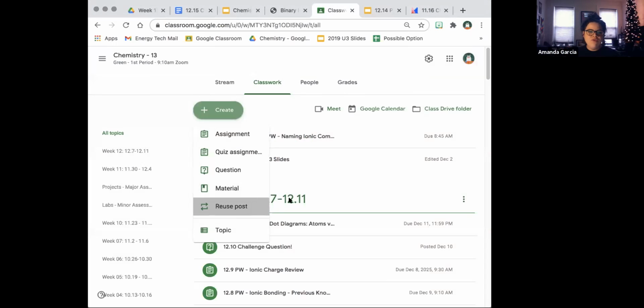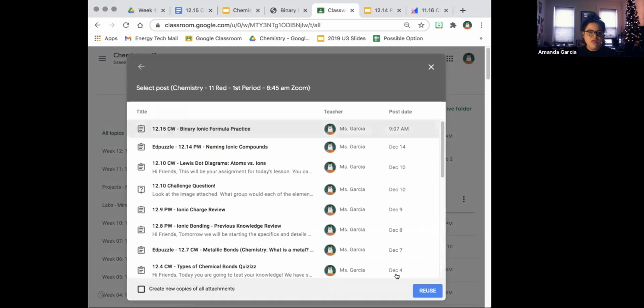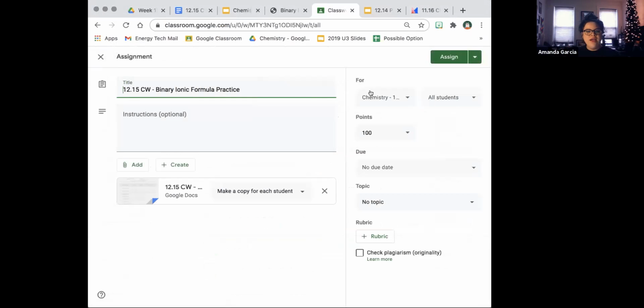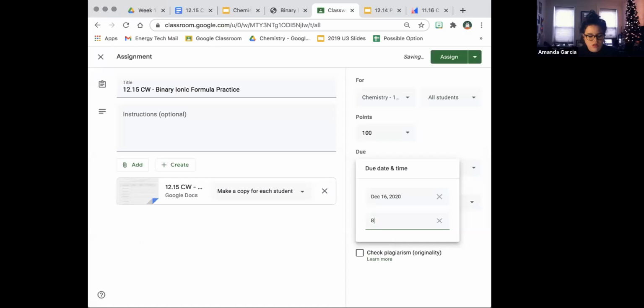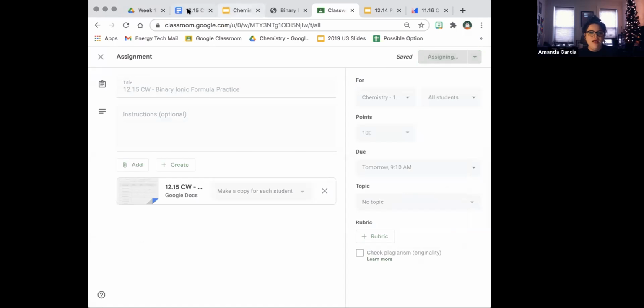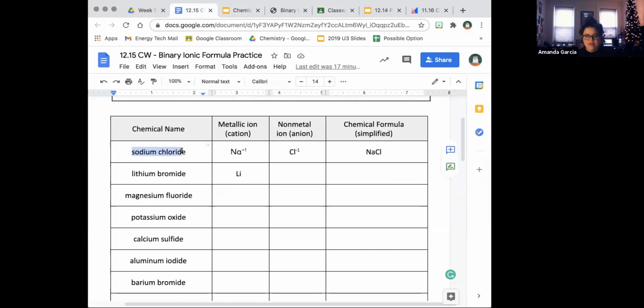So if we look on over at Google Classroom, I'm going to click reuse post. Let's go a little bit faster. You have December 15th classwork, binary ionic formula practice. Essentially, I'm going to make this due tomorrow at the beginning of school as usual. I guess your school day starts at 9:10, so we'll do that. You are going to have 15 compounds, and I gave you the name. So I have sodium chloride. You're going to first identify the metallic ion and its charge, Na+1. Do the same for the nonmetal, Cl-1, and then you're going to tell me your final formula after you have crisscrossed.